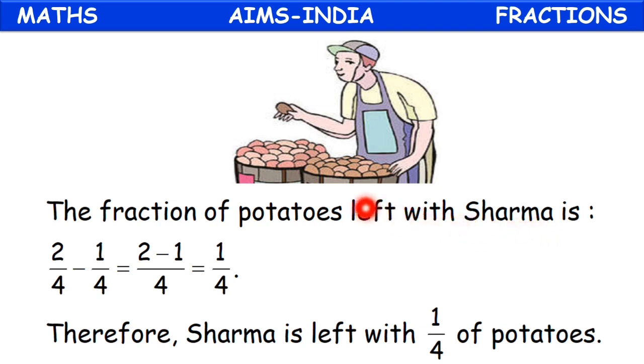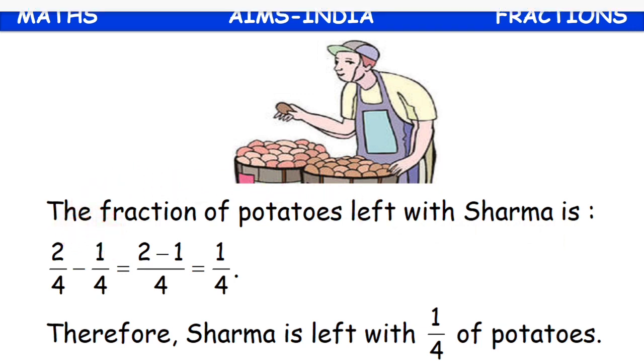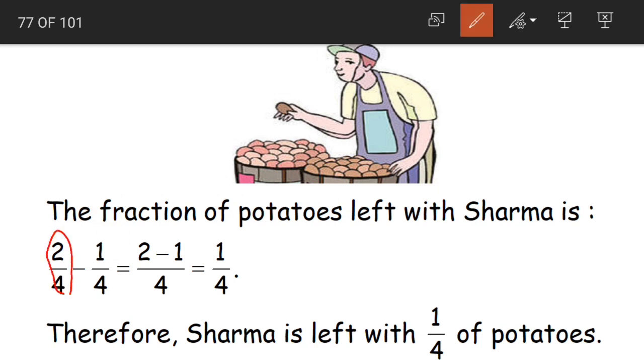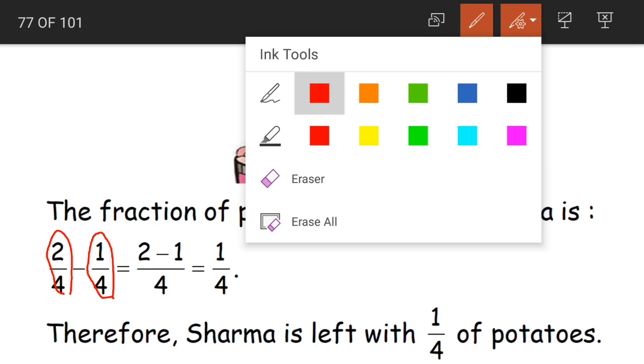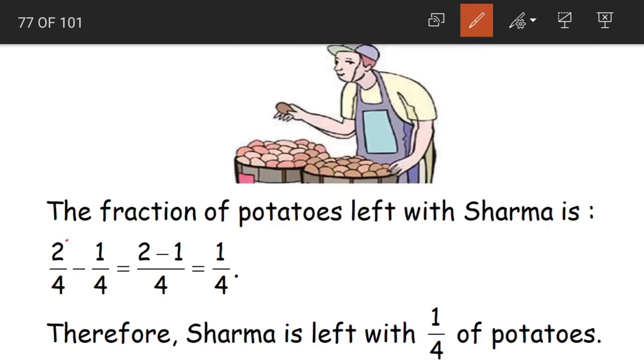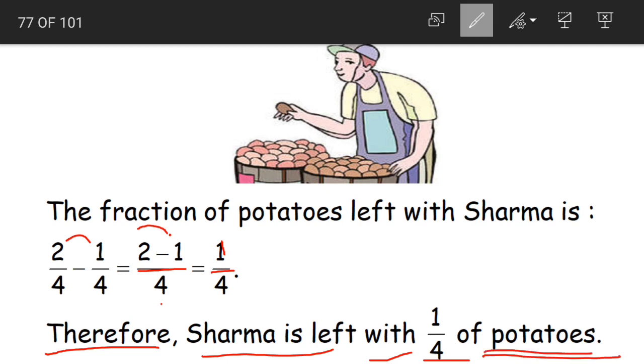We need to subtract both the given like fractions. 2 by 4 minus 1 by 4. Actually there were 2 by 4 potatoes, but Sharma has sold only 1 by 4 potatoes. So 2 by 4 minus 1 by 4. Subtract the numerators. 2 minus 1 divided by our common denominator 4. So 2 minus 1 is equal to 1 divided by 4. So what can we conclude, children? Therefore Sharma is left with only 1 by 4 of the potatoes.